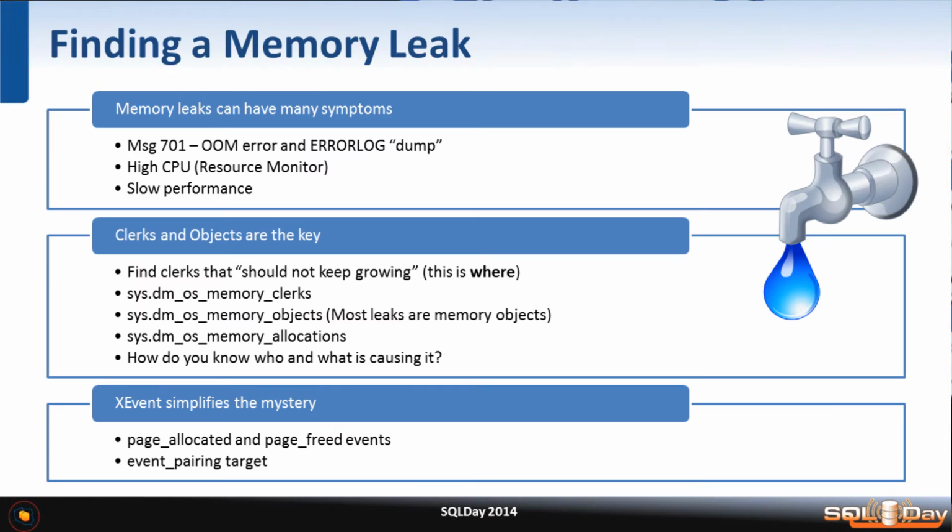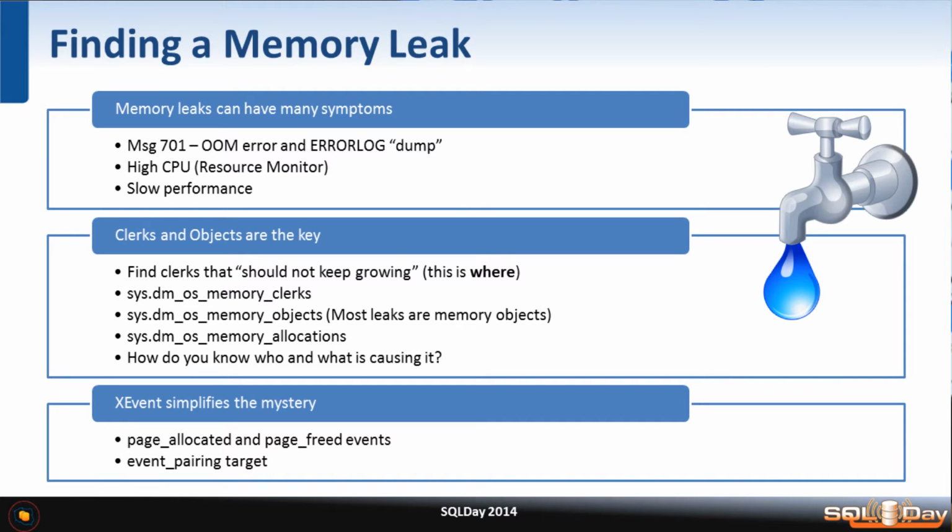Okay. What about memory leaks? Memory is a situation where, I talked even in the keynote about the fact that normally when we just grow memory, that's not a leak. But there could be some scenarios where you suspect that there might be one. Maybe you're getting message 701 out of memory errors, or you get a dump in the error log of memory status. There could be high CPU utilization going on. When there is really high memory pressure in SQL Server constantly, Resource Monitor has to do a lot of work to keep shrinking back SQL Server's memory usage, and therefore you could see high utilization because of that. And you could just find overall slow performance.